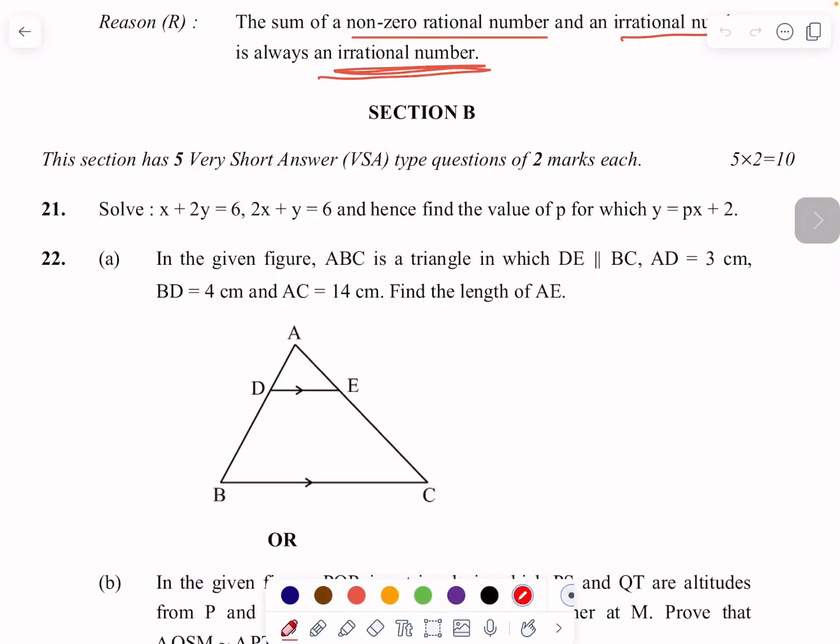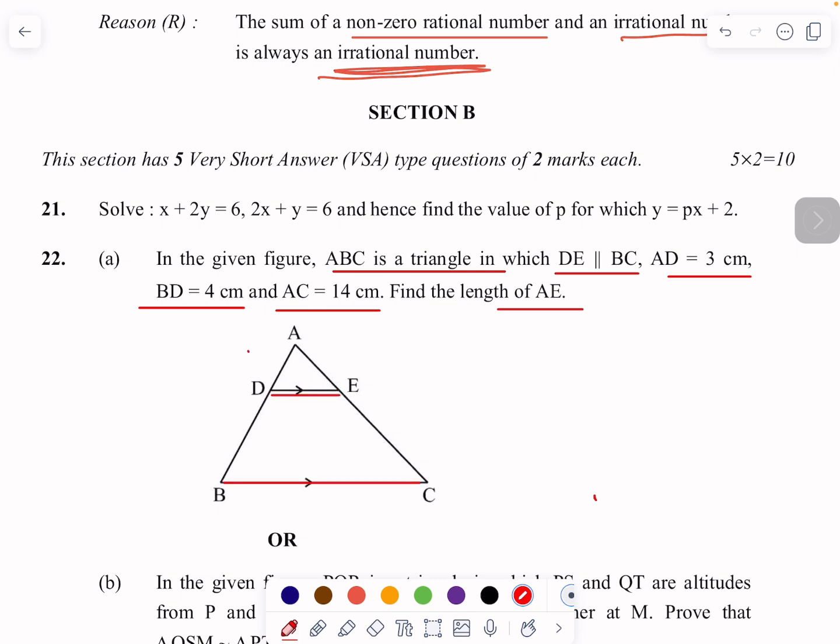This is the next question. In the given figure, ABC is a triangle in which DE is parallel to BC, AD equal to 3 centimeter, BD equal to 4 centimeter, and AC equal to 14 centimeter. Find the length of AE. Okay, this is the ABC triangle, and DE is parallel to BC, these two lines are parallel.